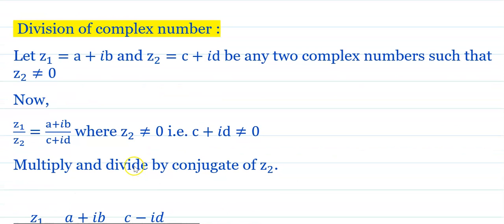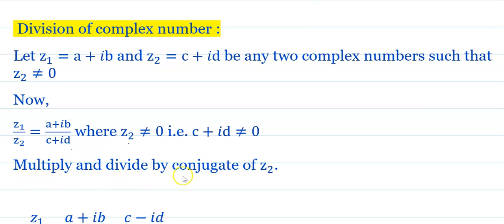Okay. Now the next. Division of complex numbers. सगळ्यात important. z1 is equal to a plus ib, z2 is equal to c plus id, be any two complex numbers such that z2 is not equal to 0. Now z1 upon z2 is equal to a plus ib upon c plus id, where z2 is not equal to 0, that is c plus id not equal to 0. Denominator 0 नको पाहिजे, नाहीतर मग त्या नंबर मध्ये अर्थच नाही.